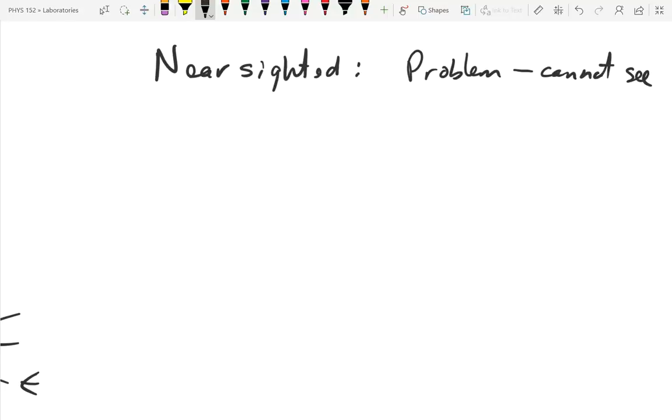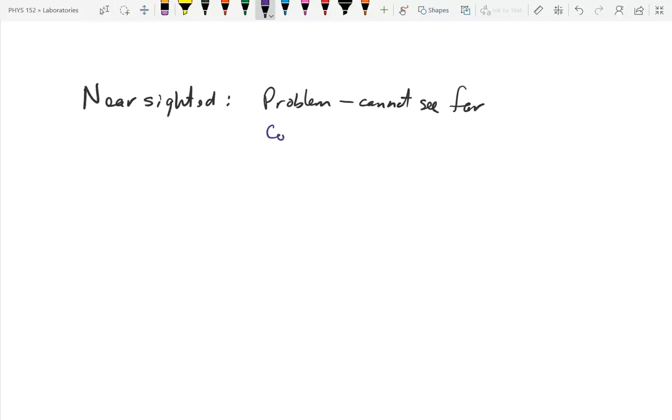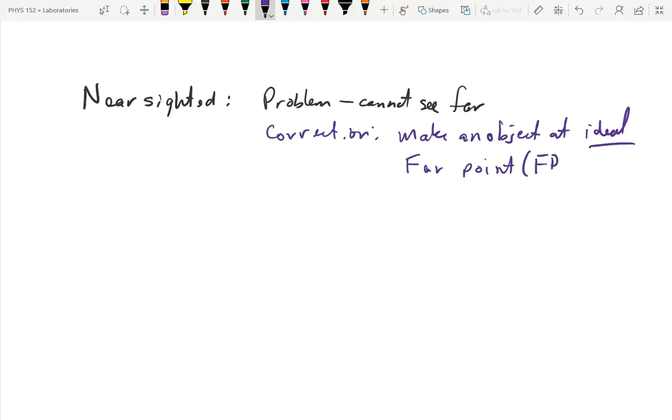Cannot see far. So the correction is going to be: make an object at the ideal far point, from now on I'm going to abbreviate it as FP, make an image at the actual far point. Okay, so I defined far point. Well, what is the far point? The far point is the farthest distance away from your eyeball where you can focus clearly.